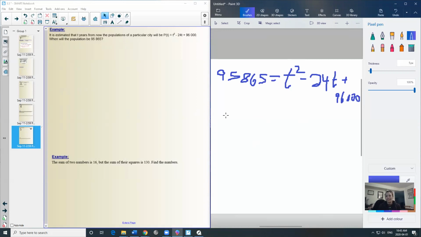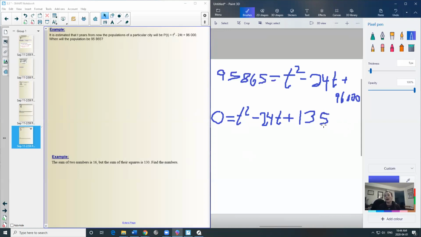I need my equation to be equal to 0 in order to solve it. So I'm going to take 95865 and bring it to the other side of the equal sign. This leaves me with 0 equals T squared minus 24T plus 9600 minus 95865. You should get positive 135.